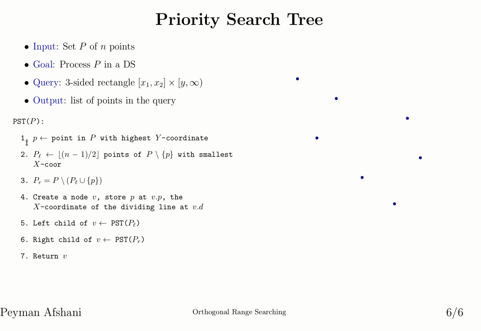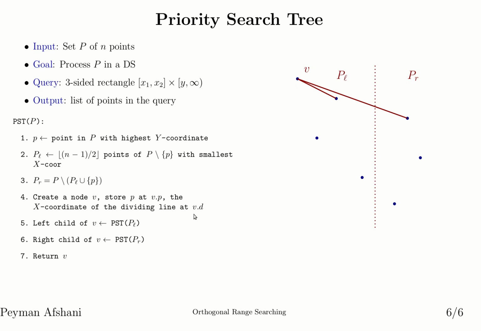First, you find the highest point V in your input. This point has the highest y coordinate. Then you partition the remaining set of points in two halves based on x coordinates. So you remove V from the point set, then you build the point sets PL and PR by cutting the remaining point set in half. And then you store V at a node that's going to be the root.